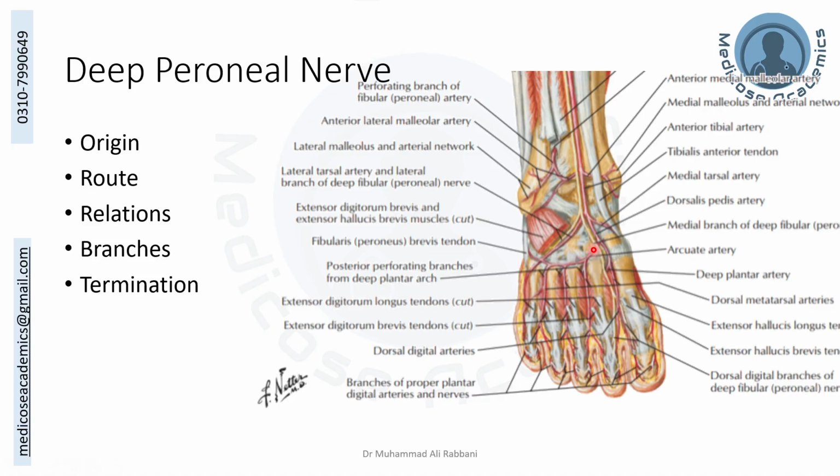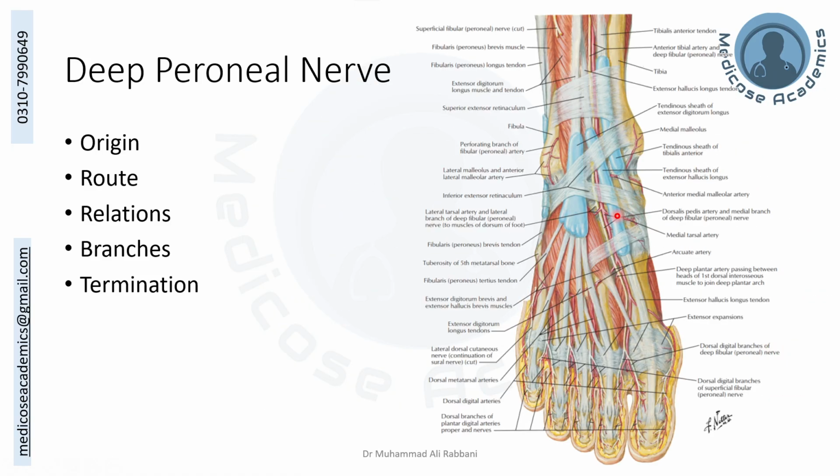And on the medial aspect, you will have the extensor hallucis longus tendon. On the lateral aspect, again, in addition, medially you will have this artery, and the lateral aspect you will have extensor digitorum longus superiorly and extensor hallucis brevis inferiorly.